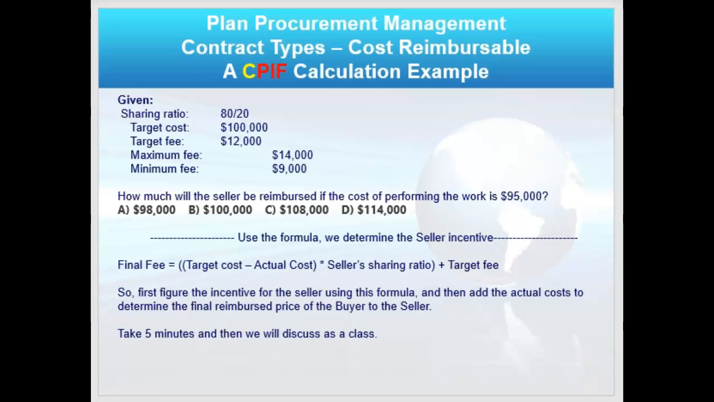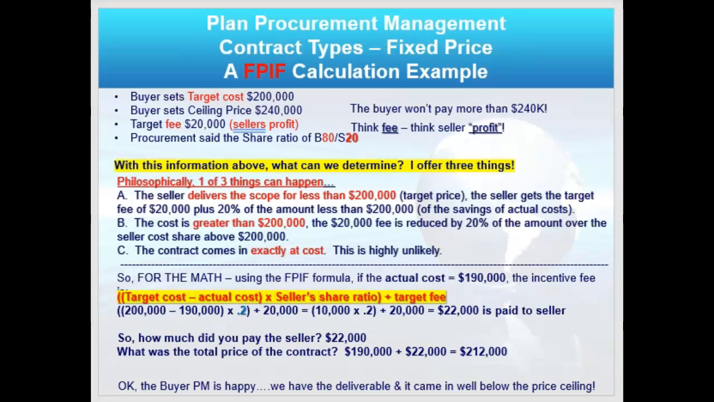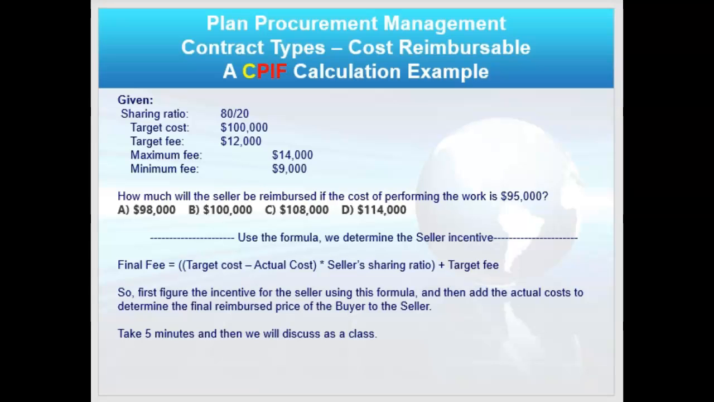Now, another type of contract is a cost plus incentive fee. So this was fixed price incentive fee, cost plus incentive fee. Similar kind of numbers out here, and look at the formula, right? Very much the same. But work through that and make sure you're comfortable with it. Pause the tape at this point and go ahead and work through it. And then I will share with you the answer.